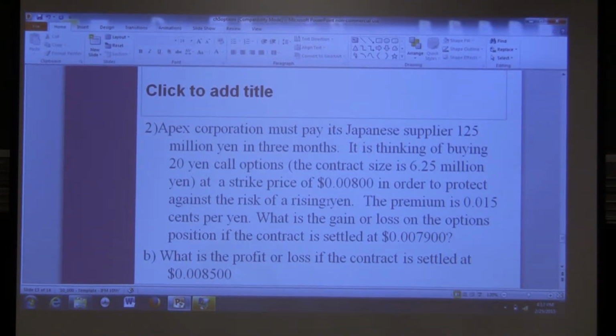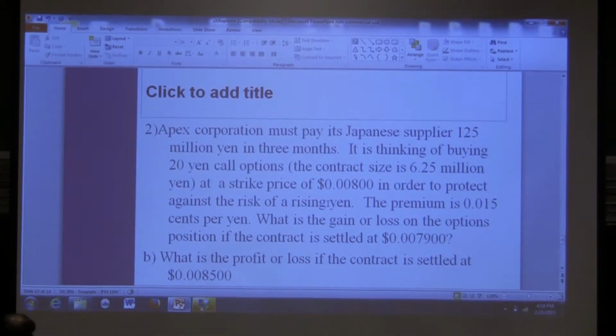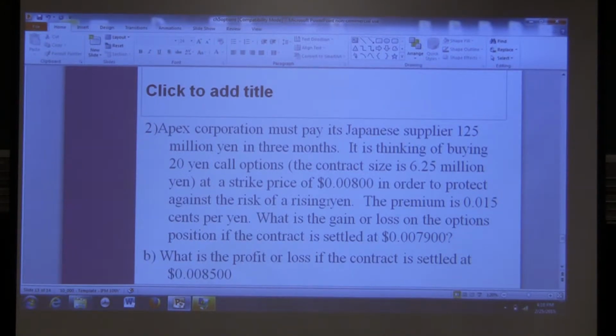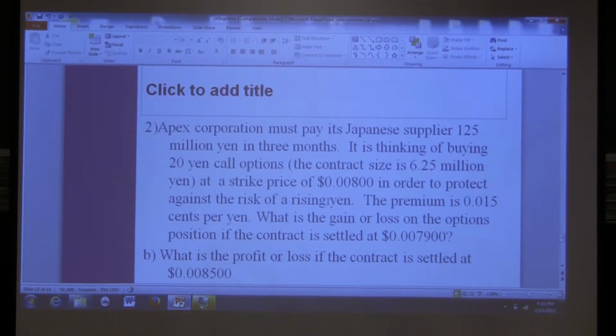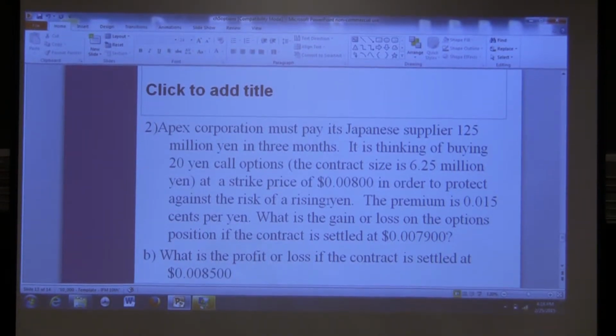Okay, so what we see here is the first case: what is the gain or loss of the options position if the contract is settled at 0.0079? So what do you think will happen here at 0.0079? Do you make any money or do you lose money? So will you exercise or not? That's the question. You will not exercise because here the strike price is 0.0080 and the market price is 0.0079. So intuitively, it means that you would pay more if you exercise. So rather than exercise, you just walk away, which basically means that you will lose the option premium.